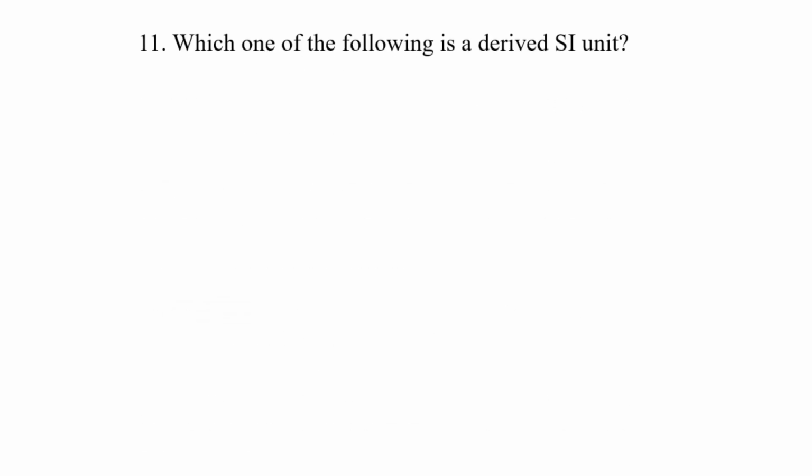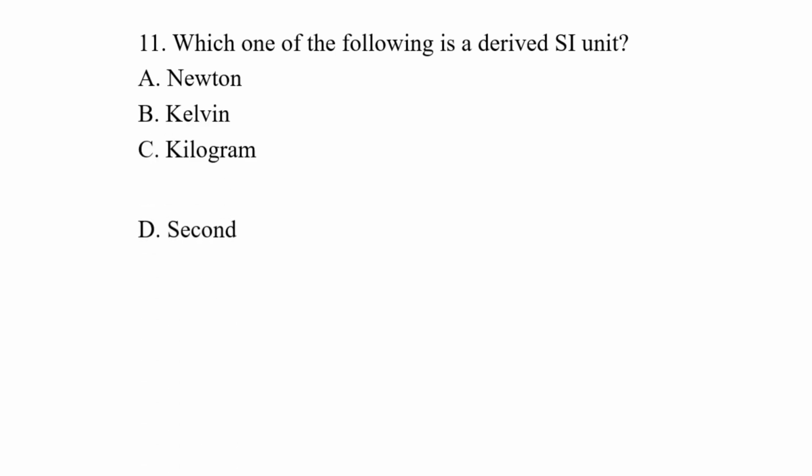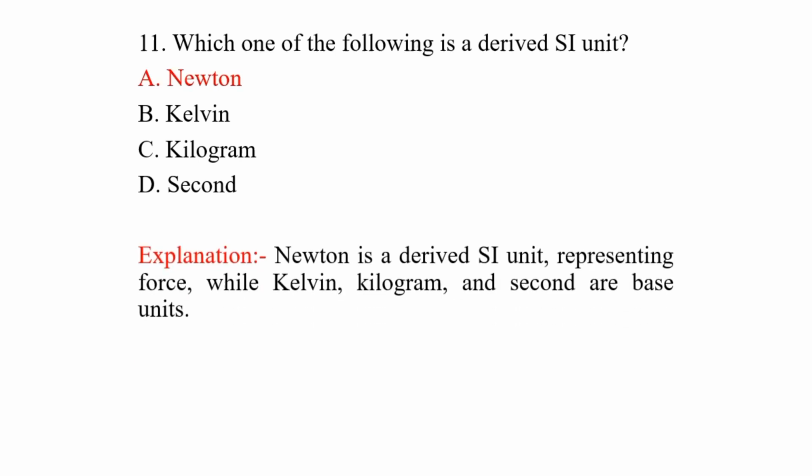Question number 11. Which one of the following is a derived SI unit? A. Newton. B. Kelvin. C. Kilogram. D. Second. The answer is Newton. Newton is a derived SI unit representing force, while Kelvin, kilogram and second are base units.